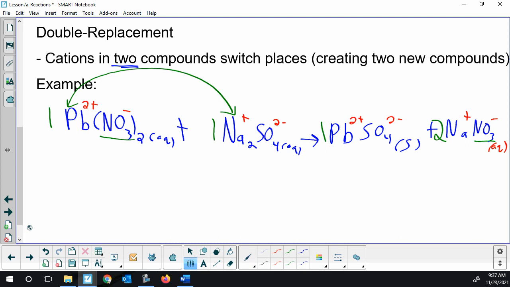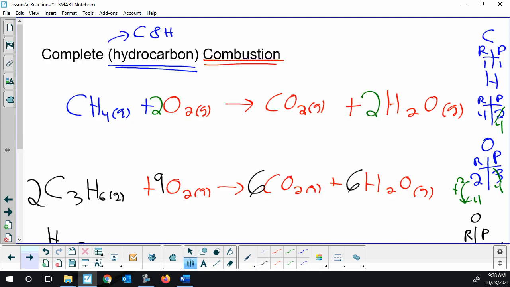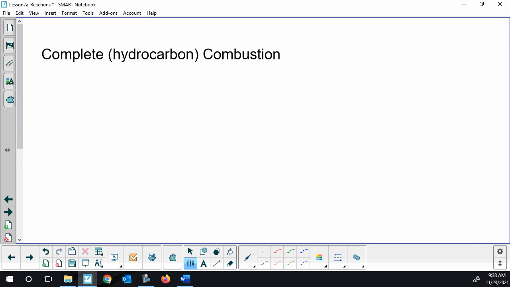So we did a lot of work there. Double replacement, balance the charges, predict the states, balance. That's 4 of the 5 reaction types you need for your high school chemistry journey. 1 to go. Okay. Complete hydrocarbon combustion.